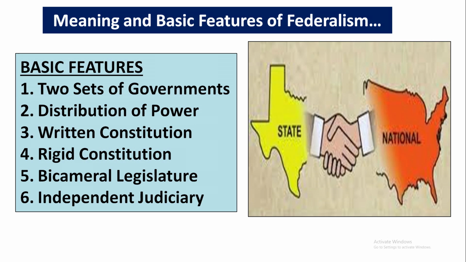If you analyze the definitions, you will find certain features of a federal form of government. What are the basic features of a federal form of government? The first is that there are two sets of government. As I told, there is a union government that will make law for the whole of the country, and there are state governments, they can make law for the respective units or provinces or cantons. So, there are two sets of government, union government and state government.